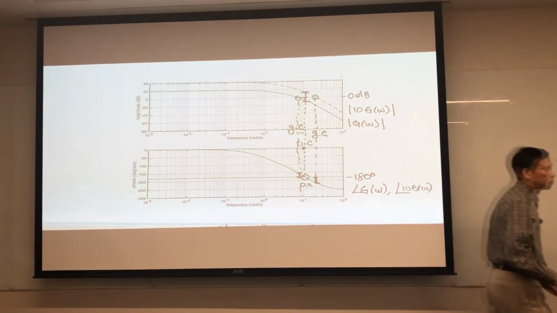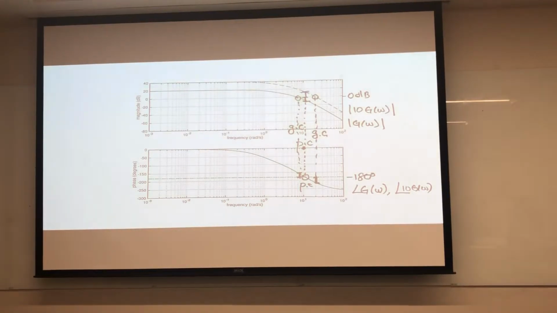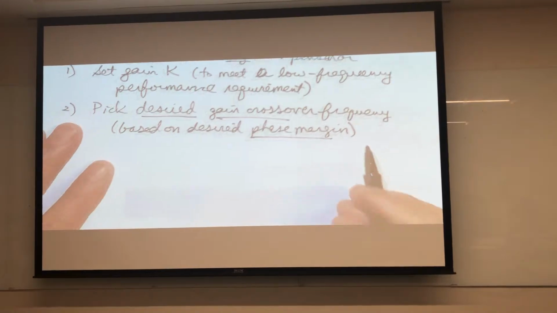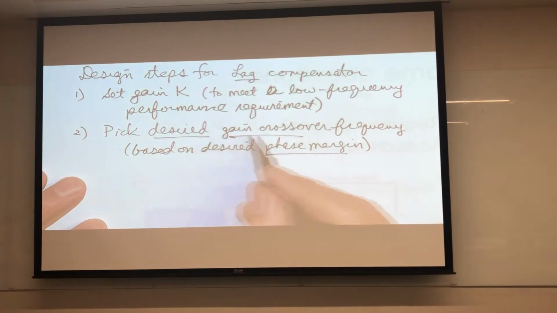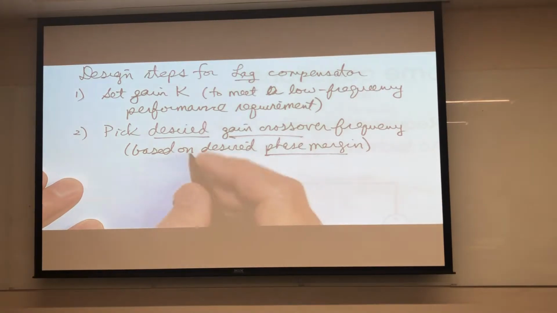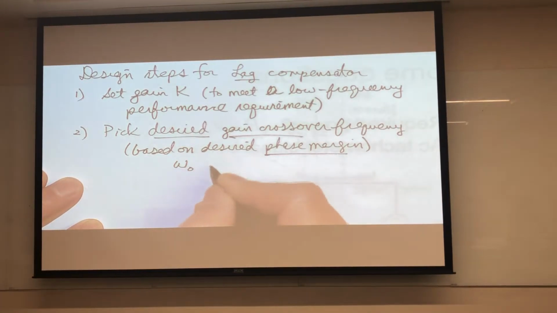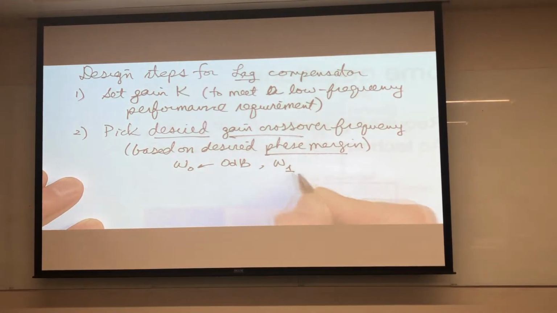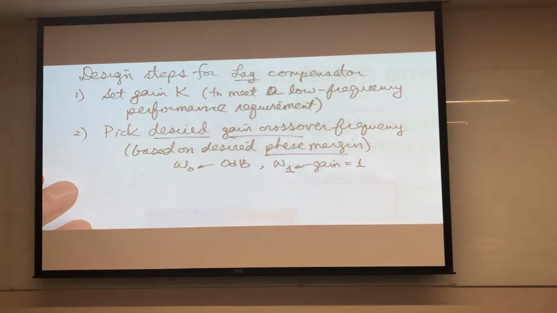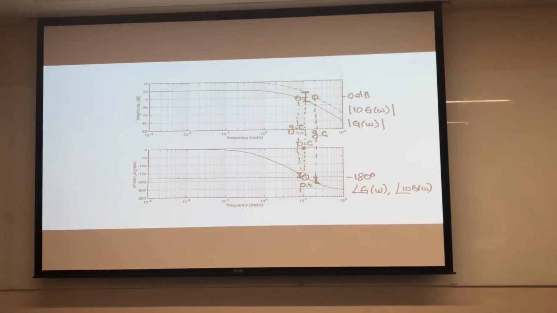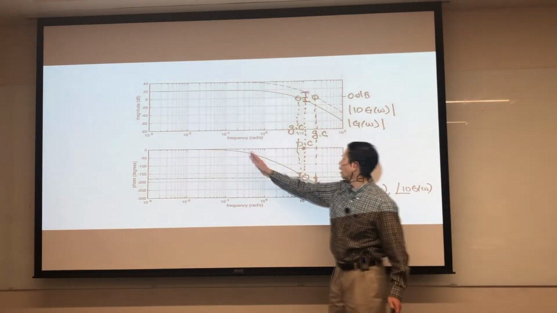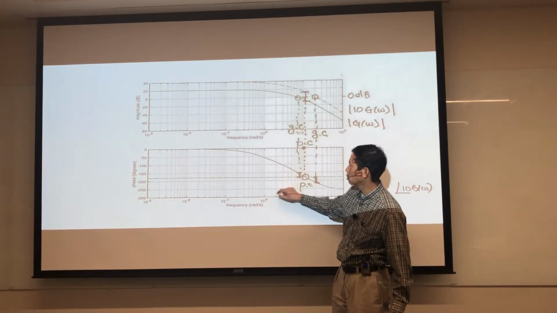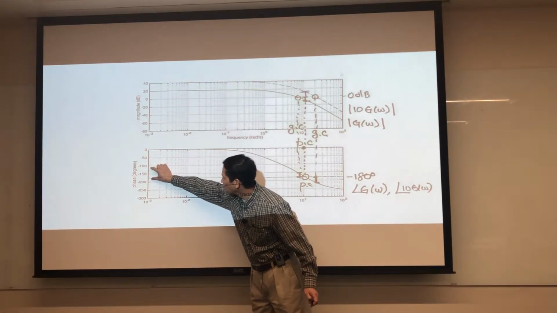So the first thing we do is we pick a desired gain, and then we pick a desired gain crossover frequency. The desired gain crossover frequency, let's call it omega 0, 0 meaning 0 dB. In some of my notes, sometimes I call it omega 1. It means a gain of 1. This is a gain of 0 dB. I got to pick some frequency where I get the desired margin.